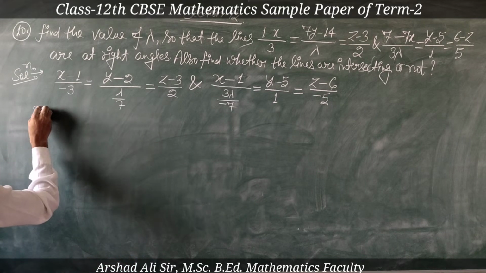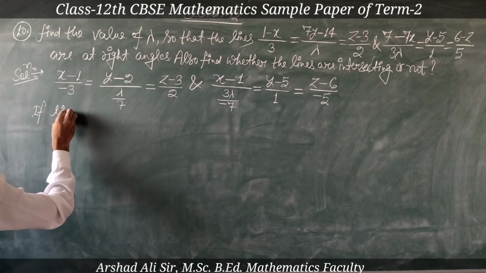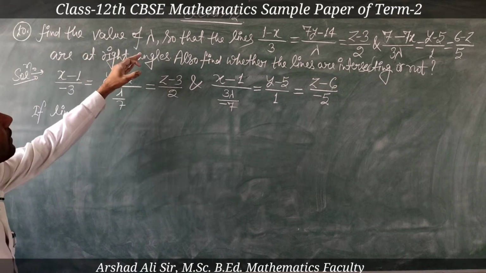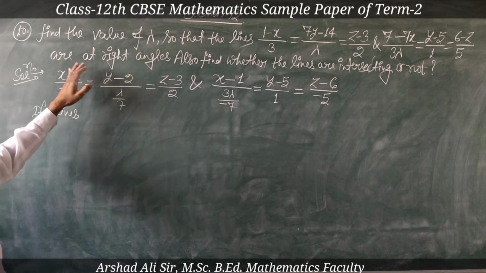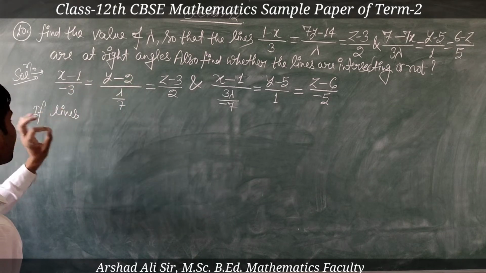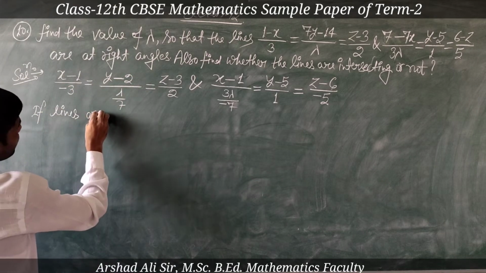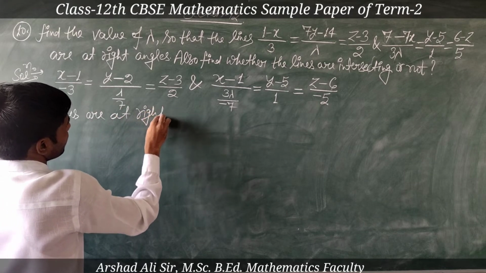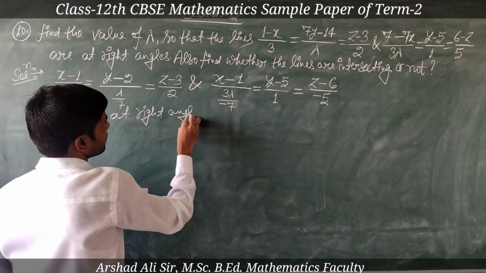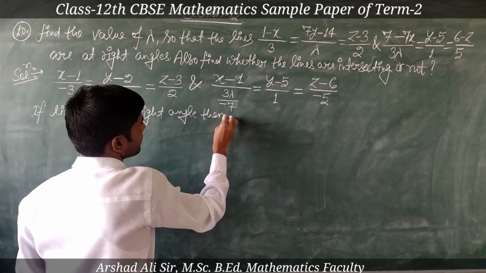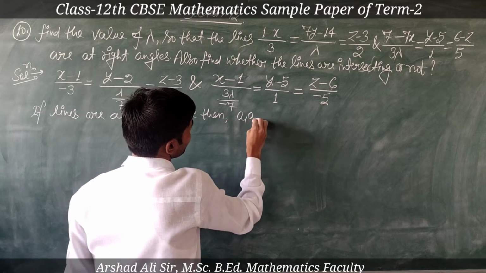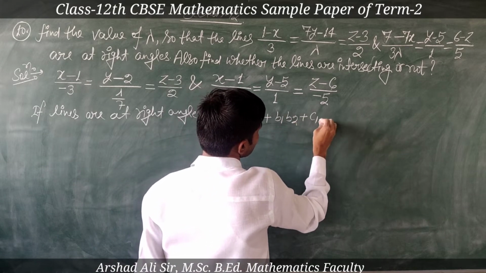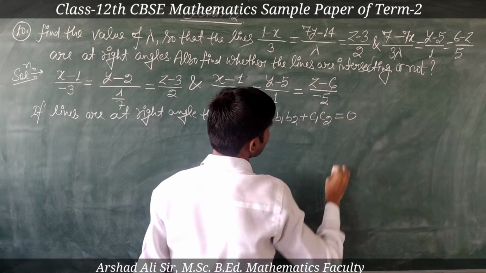Because we have been given in the question to find the value of lambda so that the lines are at right angles, so we will write the same thing. If the lines are at right angles, then a1 a2 plus b1 b2 plus c1 c2 should be equal to 0.